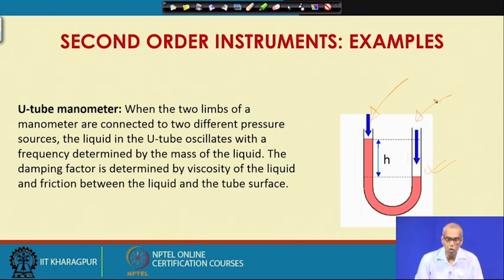So, when the two limbs of a manometer are connected to two different pressure sources, the liquid in the U-tube oscillates with a frequency determined by the mass of the liquid. The damping factor is determined by viscosity of the liquid and friction between the liquid and the tube surface.